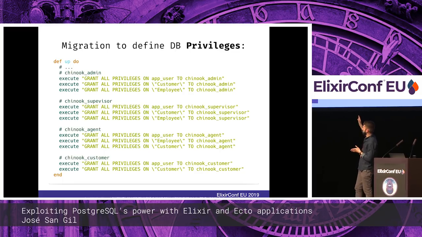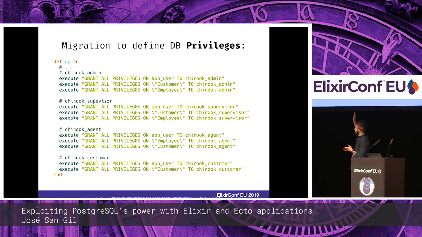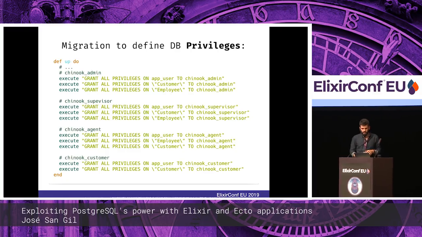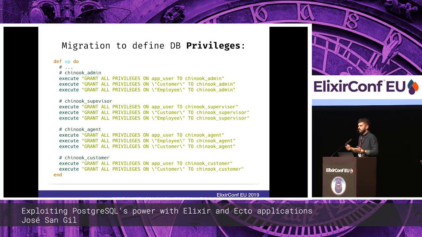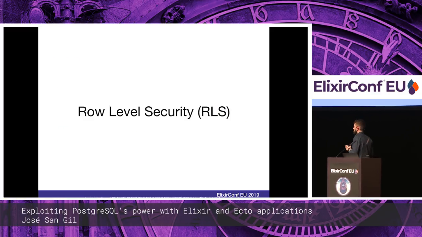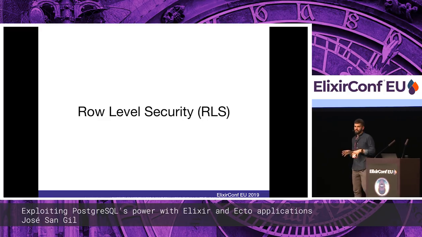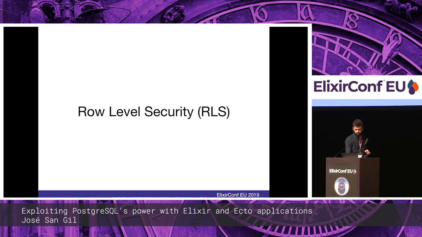Basically, I'm giving access to the app user, customer, and employee tables for all the users except customer, and actually I'm giving access to any kind of operation. So it's quite permissive. In the real world, I would try to restrict this a little bit more. And that leads us to the most interesting part, which is row-level security.